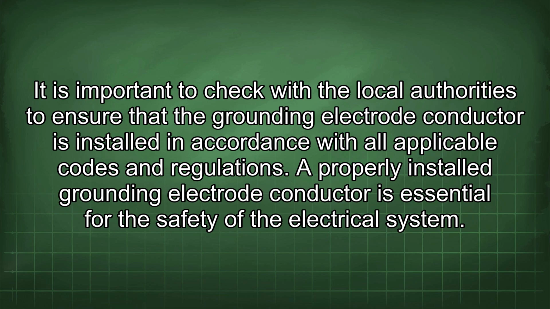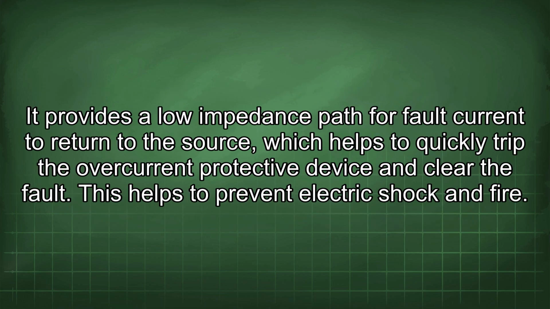A properly installed grounding electrode conductor is essential for the safety of the electrical system. It provides a low impedance path for fault current to return to the source, which helps to quickly trip the overcurrent protective device and clear the fault. This helps to prevent electric shock and fire.